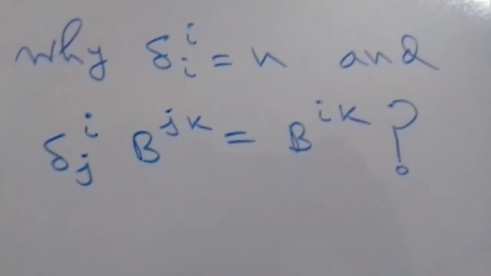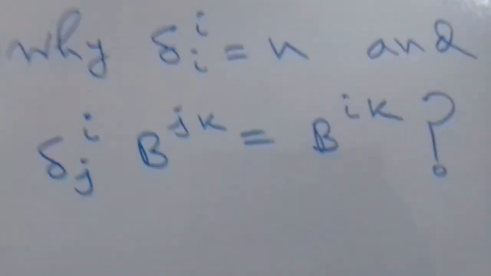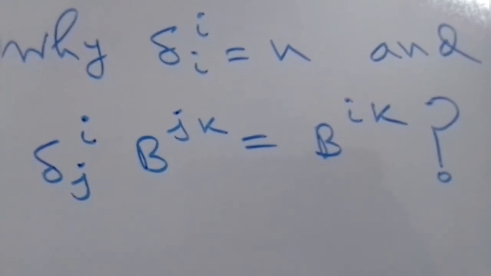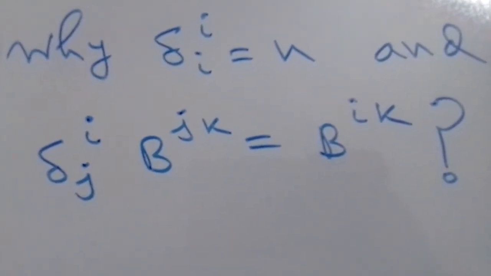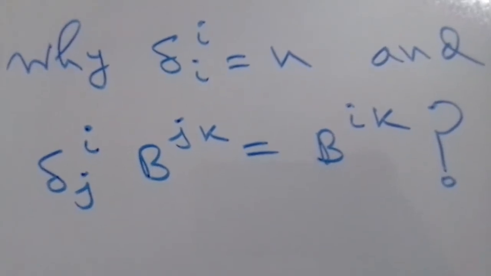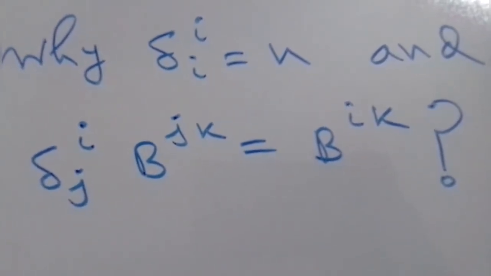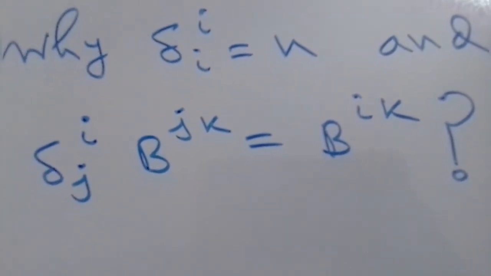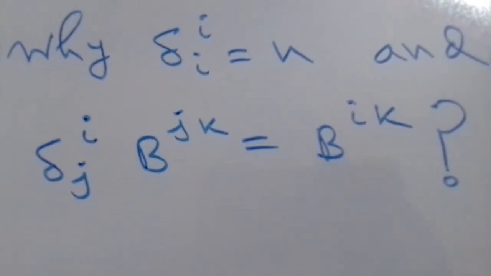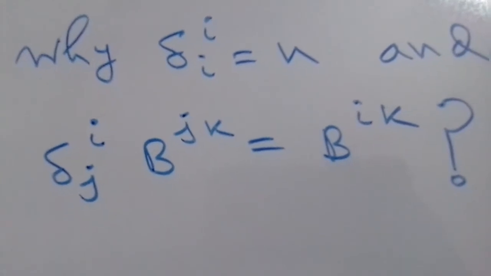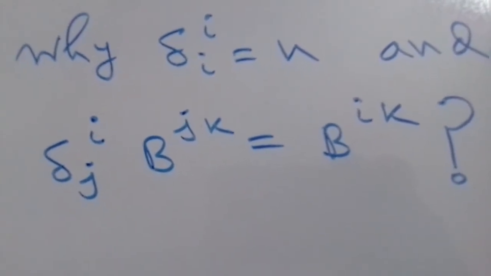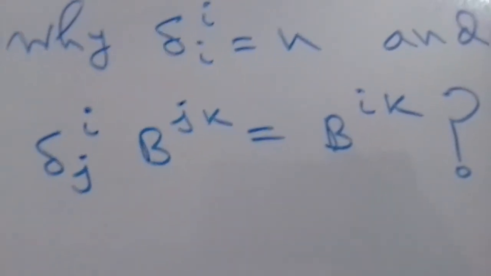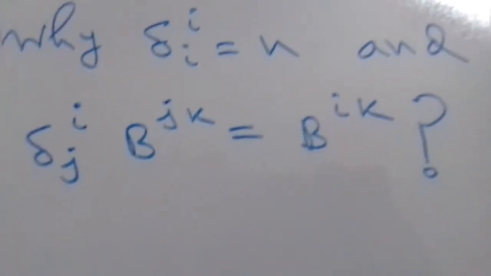Hello viewers, now I discuss a very interesting result in tensor calculus: delta ii is equal to n, and delta ij b of jk is equal to b of ik, and how to use this result. This delta is called the Kronecker delta. This result is very useful in tensor calculus, and today I discuss this interesting result. Let's watch this video without skipping till the end.